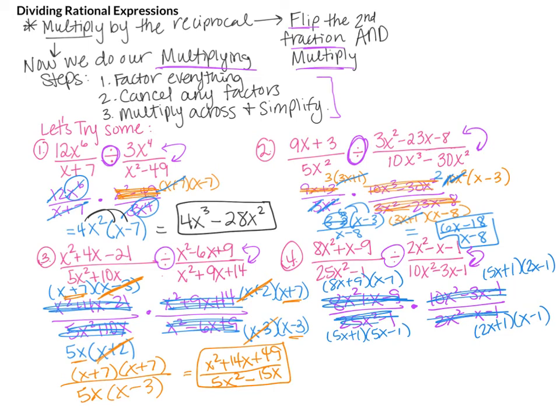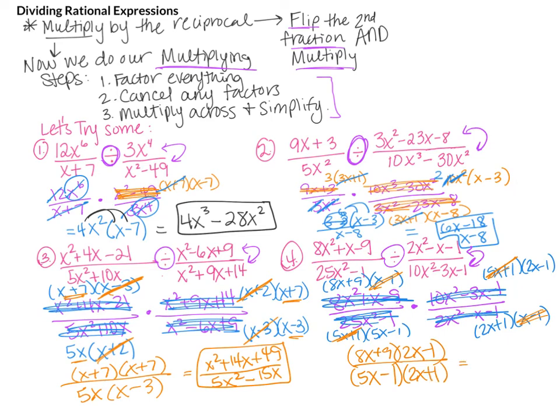All right, so now that we've got everything factored, I'm going to cross off what I can. So I've got an x minus 1 here and an x minus 1 here. Got a 5x plus 1, 5x plus 1, and that's about it. So let's see, I've got left in the numerator an 8x plus 9 and a 2x minus 1. Left in the denominator, I've got a 5x minus 1 and a 2x plus 1.